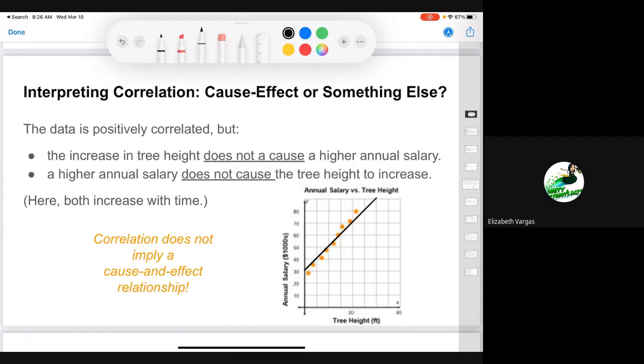It does not tell us that a higher annual salary causes the tree heights to increase, on the other hand, right? We can just see that there is a correlation, but we can't necessarily say that there's a cause. So whenever we see something like this, we can't say there's a cause and effect relationship. All there is, is a correlation. Okay, so correlation does not imply a cause and effect relationship. So that's something to keep in mind. Okay, any questions about this? So correlation does not cause things to happen. It's just correlated to it. Okay.